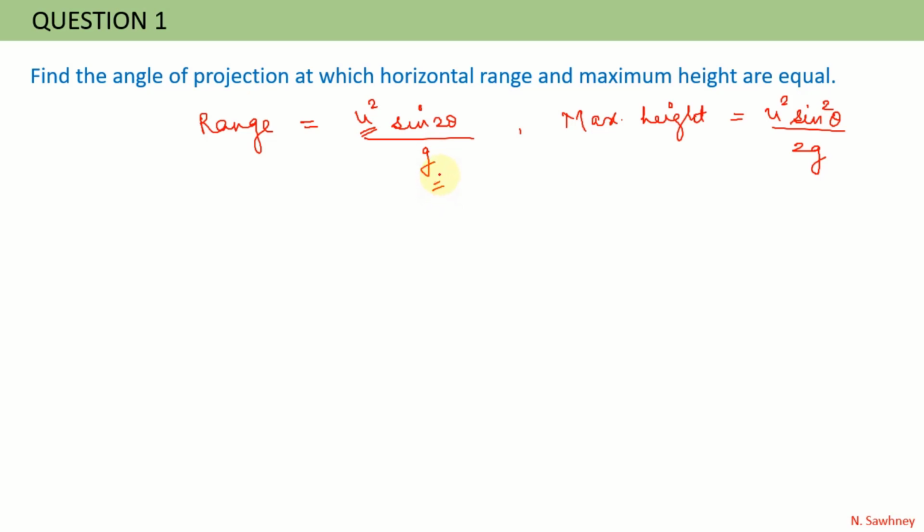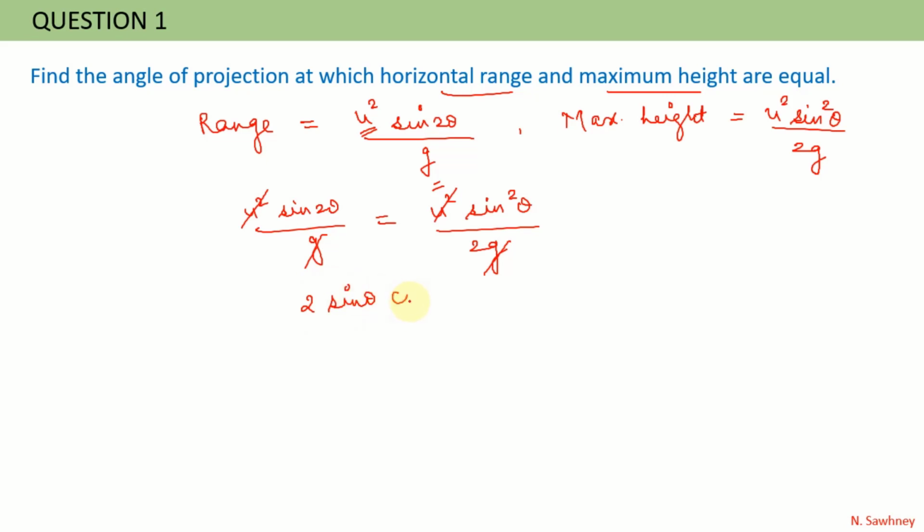In the question it has been told that the range and the maximum height are equal. So let us keep them equal. u square sine 2 theta by g is equal to u square sine square theta by 2g. See, u square is common on both the sides, so let us cancel it. g is also common, that is also cancelled. We can write sine 2 theta as 2 sine theta cos theta, which is equal to sine square theta by 2.